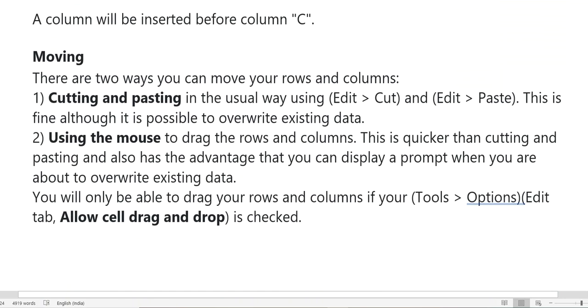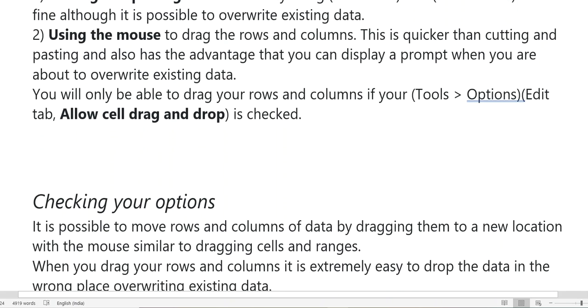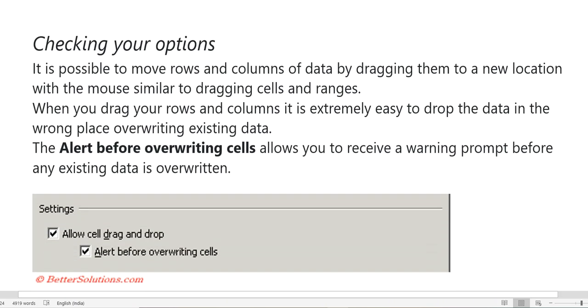Then moving: there are two ways you can move your rows and columns, cutting and pasting, and using the mouse. So these are two of the options that we can use to move rows and columns, very simply. Checking your options, go for the settings. It is possible to move rows and columns or data by dragging them onto a new location with the mouse, similar to dragging cells and ranges. When you drag your rows and columns, it's extremely easy to drop the data into the wrong place, overwriting existing data. So the alert before overwriting cells option allows you to receive a warning prompt before any existing data is overwritten due to this moving option.